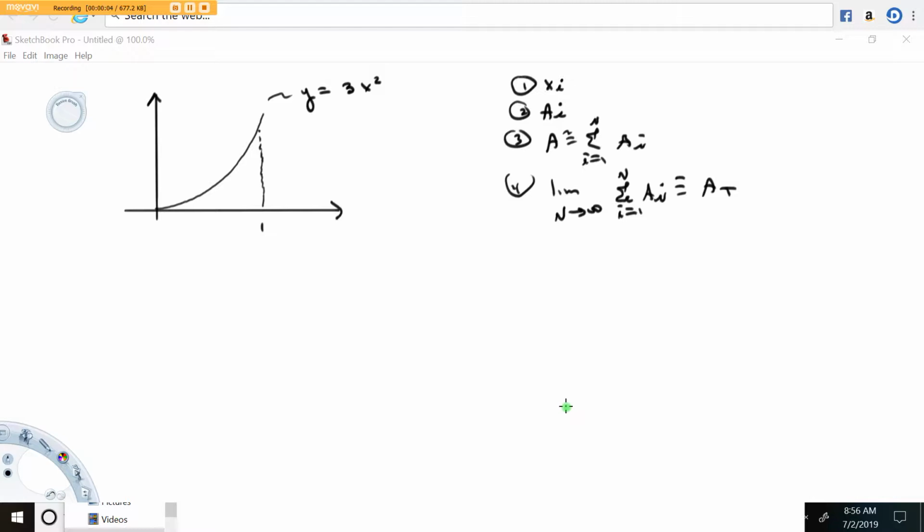I'm making this video to go through an example of how to use Riemann sums in the limit process to calculate the exact area under a curve. I've outlined the process over to the right, and it's a four-step process.